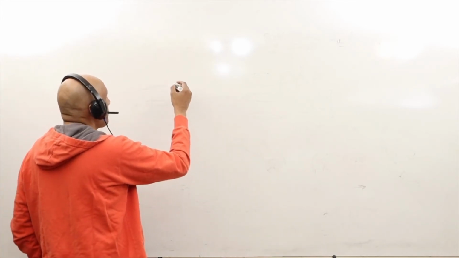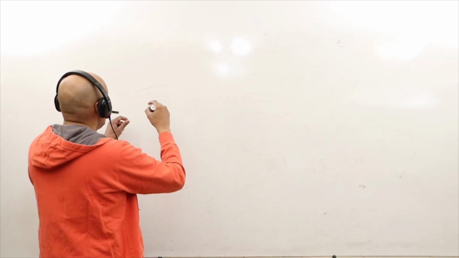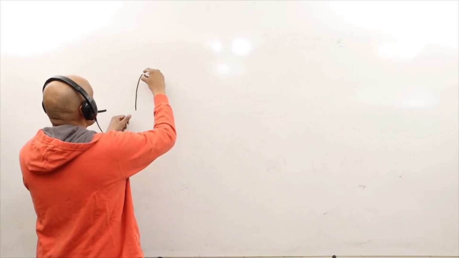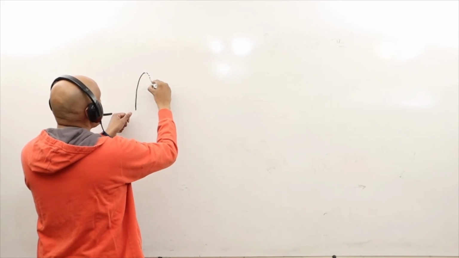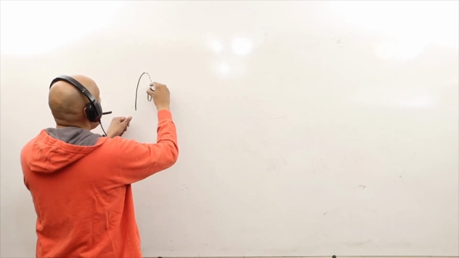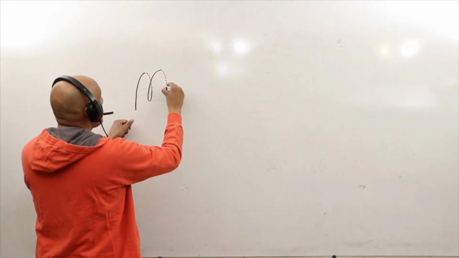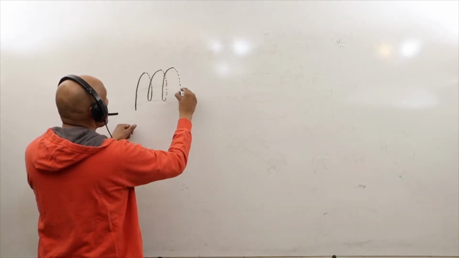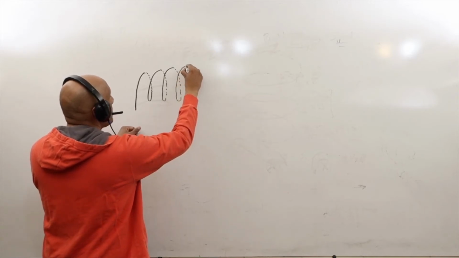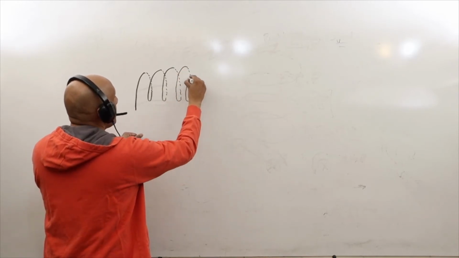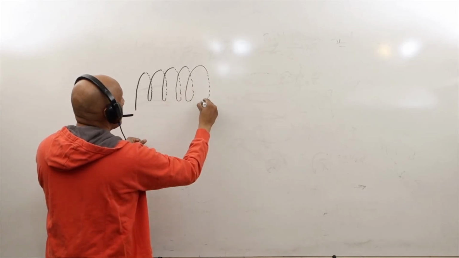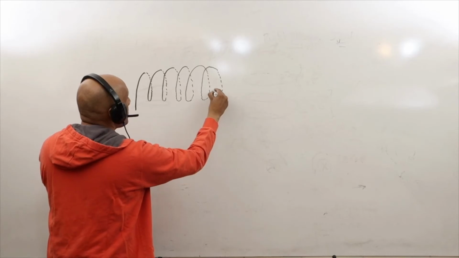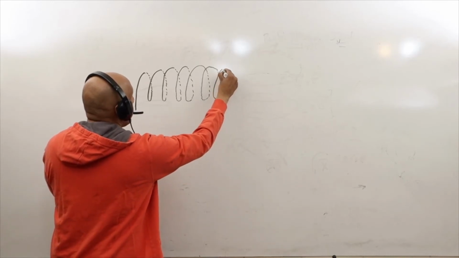So imagine you have a solenoid. Where the wire is going into the board, I'll use a dot, and coming out of the board, I'll use a solid line, and so on, alternating. So here's a solenoid, going back into the board and coming out of the board.